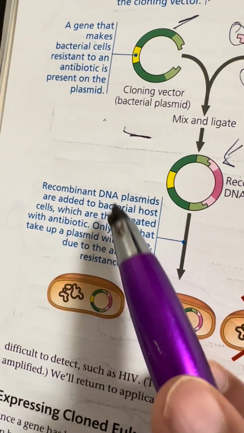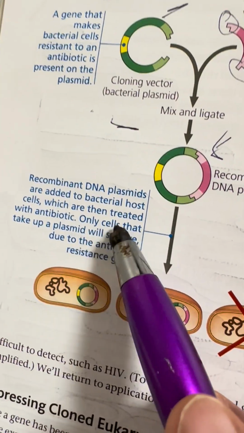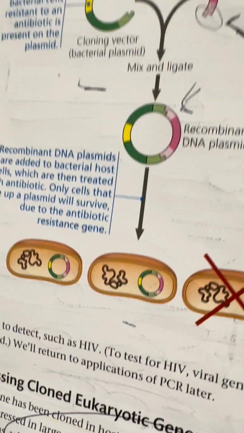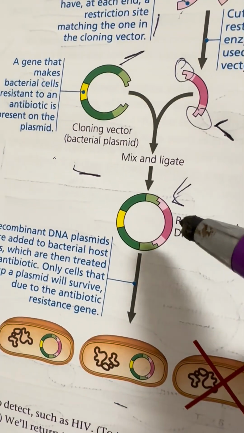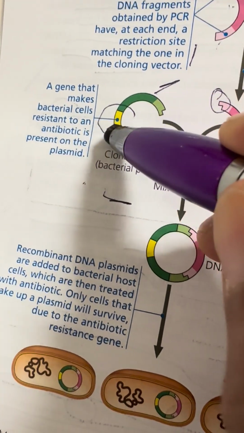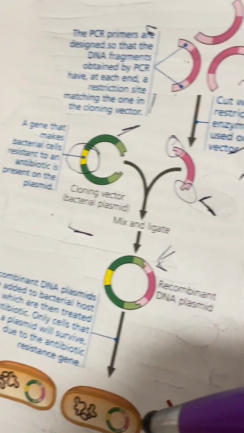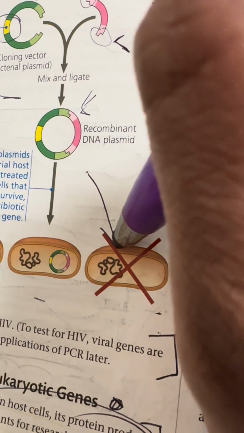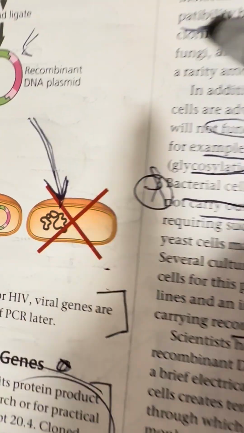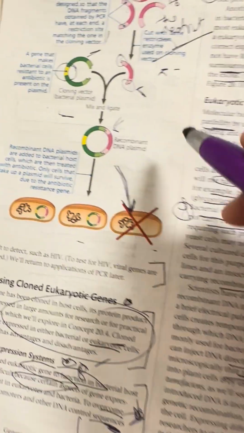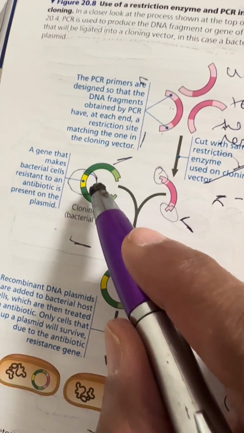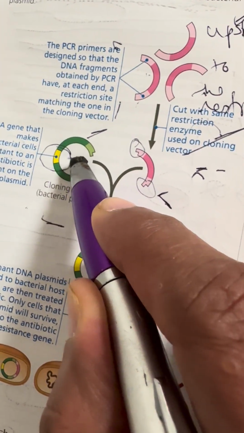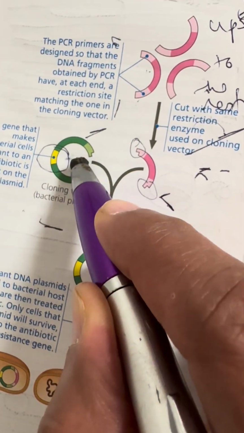Now this is interesting. Recombinant DNA plasmids are added to bacterial host cells that are treated with antibiotic. Only the cells that take up the plasmid will survive due to the antibiotic resistant gene. So there's actually an antibiotic resistant gene in here. They kind of trick the cells. They throw that in there as a trick. Did this plasmid actually get into this bacteria? How do you know? You can't look at the bacteria and say, oh, is there a plasmid in there? There's no way. So what you do is you throw into your plasmid a little gene that makes the cells resistant to the antibiotic, so the antibiotic can't kill them.